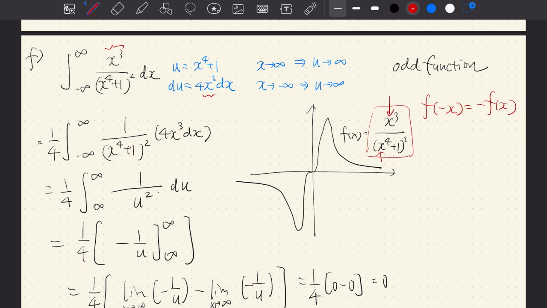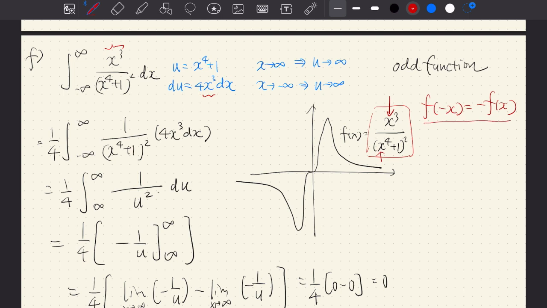But for the numerator, the negative sign, when taken to the 3rd power, is still negative 1, right? So you get f of negative x is equal to negative f of x. And any function that has this property is called an odd function.